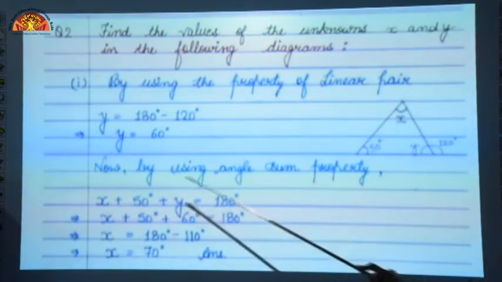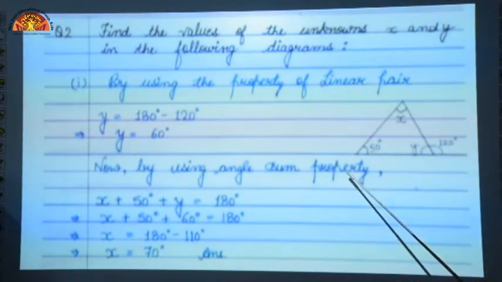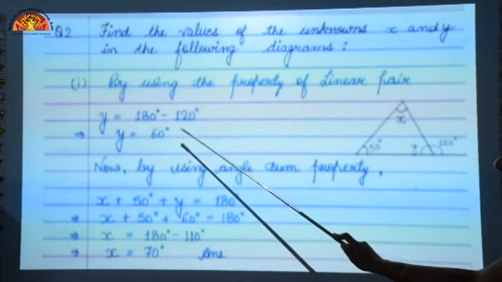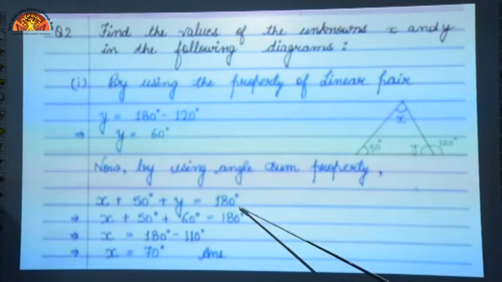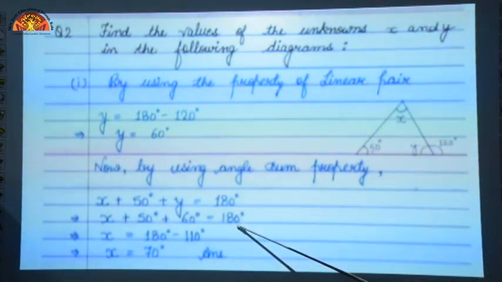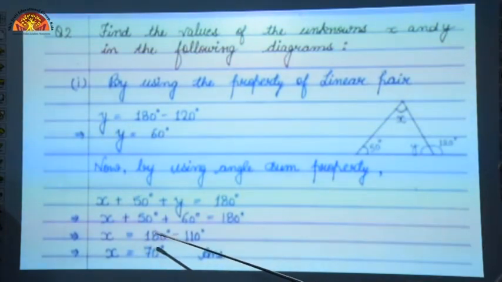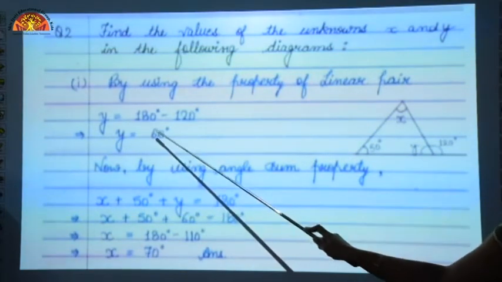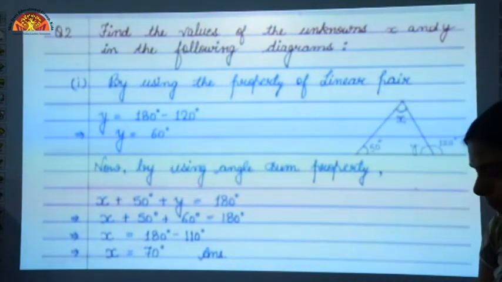unknown. So by using the angle sum property of a triangle, x plus 50 degree plus 60 degree is equals to 180 degree. So x is equals to 180 degree minus 110 degree. So x is equals to 70 degree. So value of x and y are x is equals to 70 degree and y is equals to 60 degree.